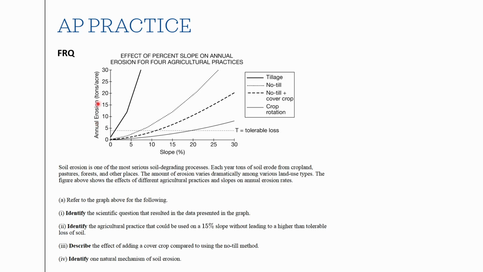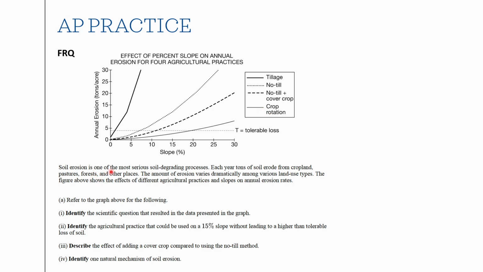Over here is the amount of erosion. No surprise that erosion increases as the hill gets steeper, and we see that in all instances of the data plotted here. The different lines show tillage, that is where we plow a field. No-till, we don't plow the field. This dashed line is no-till agriculture with a cover crop, and then the thin line is just crop rotation.